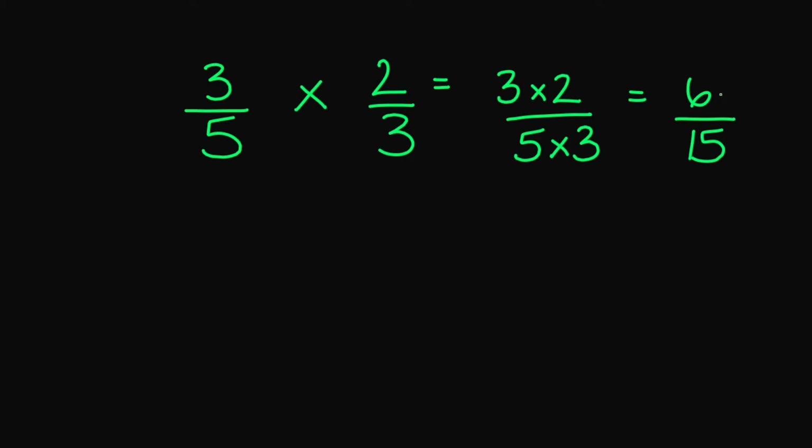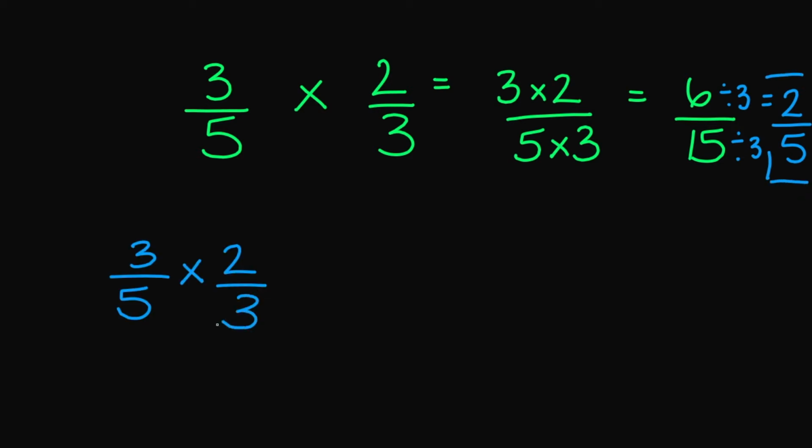In this example, we can simplify my 6 and 15 because the number 3 goes into both the 6 and the 15. So 6 divided by 3 is going to equal 2, and then 15 divided by 3 is going to equal 5. So your final answer is 2 over 5. So let's try the other way to see.